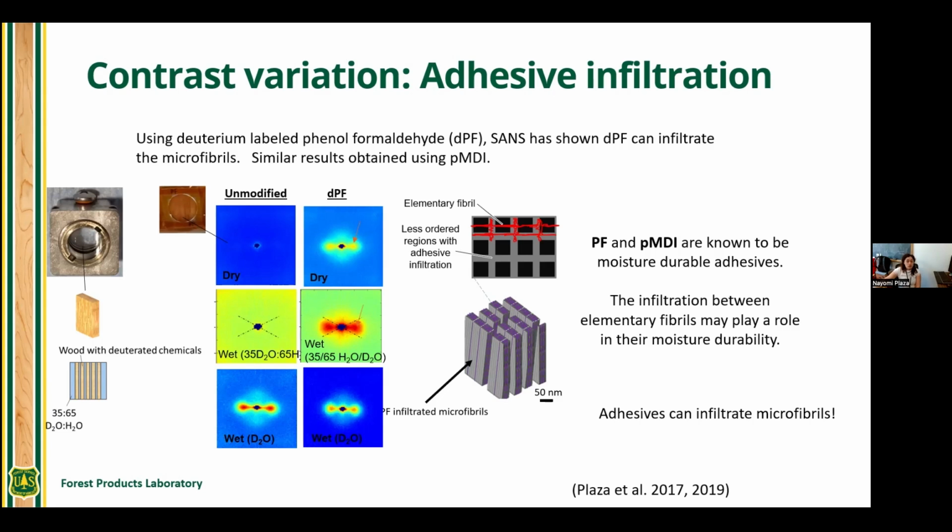Another way that you can gather this information is by using contrast variation. You can match the cellulose scattering by soaking your samples inside a solution of 35, 65 D2O/H2O. And in that case, you will have no scattering at the high Q range. So you have successfully matched out the scattering from the cellulose microfibrils. But for a sample that has been infiltrated with the phenylformaldehyde that's deuterated, your scattering length density is now higher. So you can see again that you have templated that material. So that's another way we have controlled contrast.